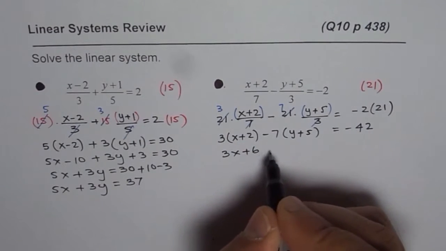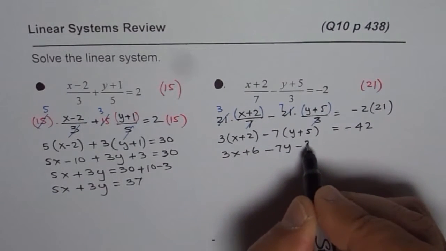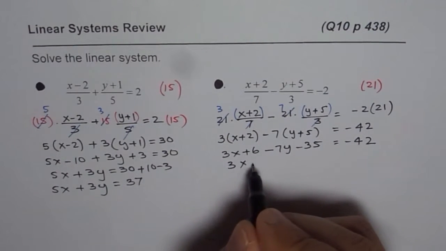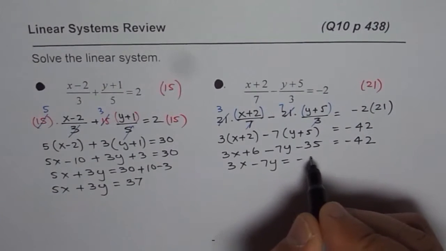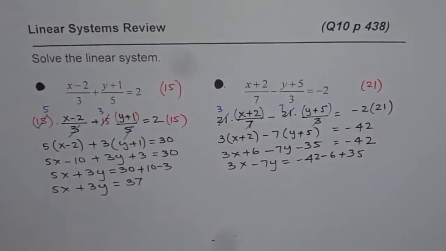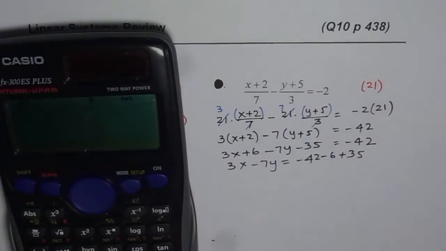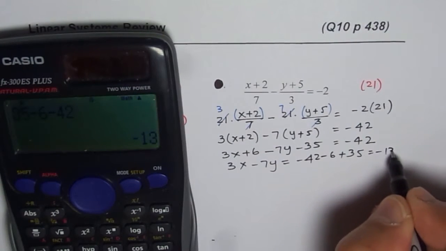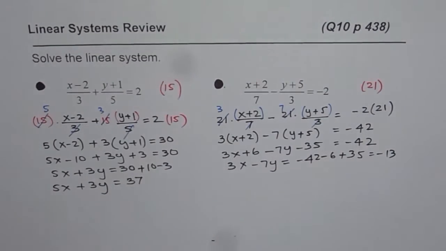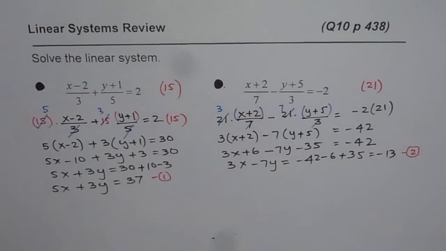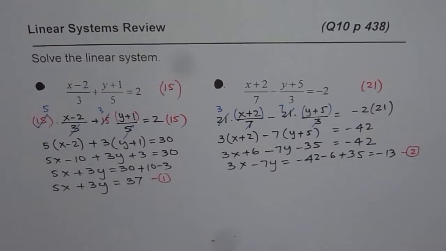Open the bracket: 3x plus 6 minus 7y minus 35 equals minus 42. So we have 3x minus 7y equals minus 42 minus 6 plus 35. Let's use the calculator. 35 take away 6 take away 42 equals minus 13. So now we have two different equations, right? Let's call this equation 2, and this is equation 1. Now we need to solve for x and y.